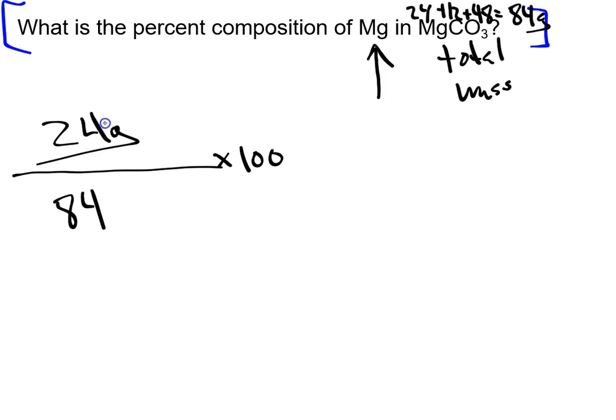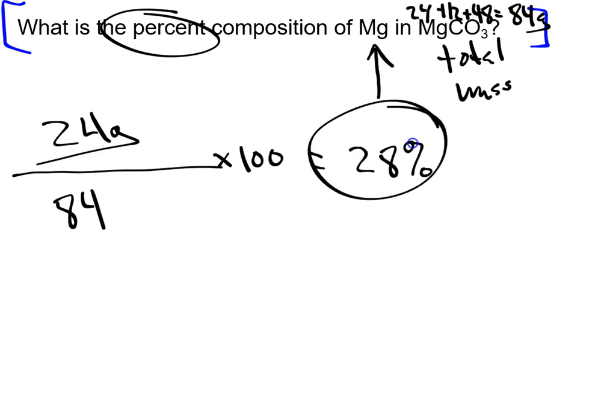Times 100, because we're finding a percent. All right, so 24 divided by 84 times 100 is like 26 point something, if I remember right, last hour. 28? All right, sorry. 28-ish percent. And that's all.